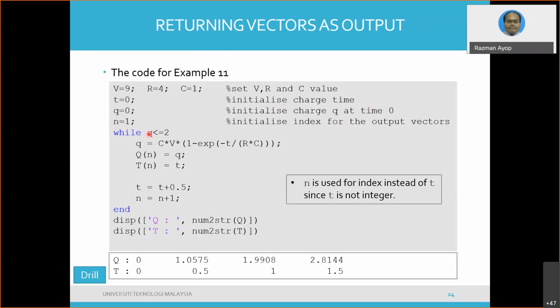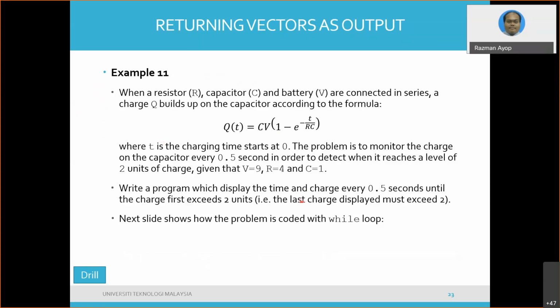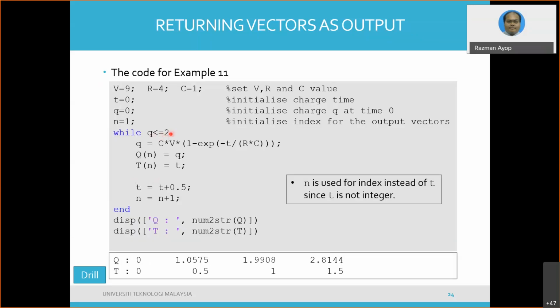So the coding stops when the charge reaches the level of 2 units, which means while Q is less than or equal to 2, you have to do the looping. So you calculate the charge. This is the formula. And this one is just to store the charge and time values. This is how you save the data. Q and this one is basically the location of the vector equals to the calculation.